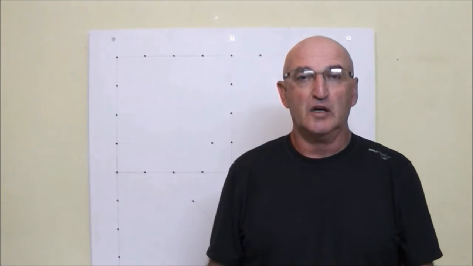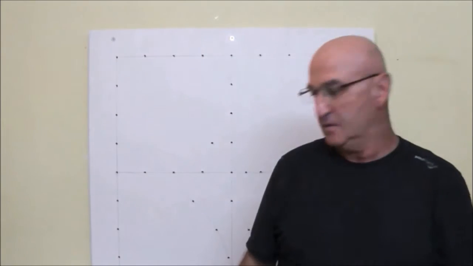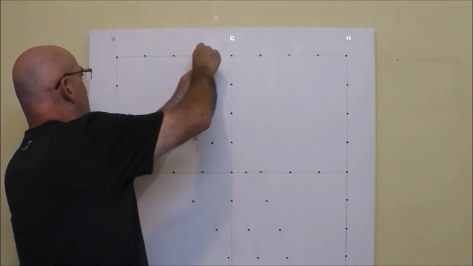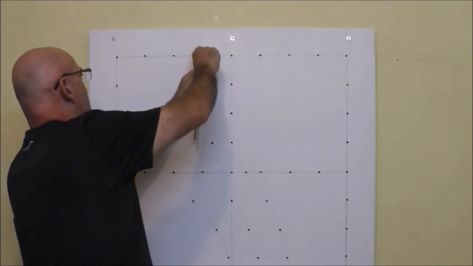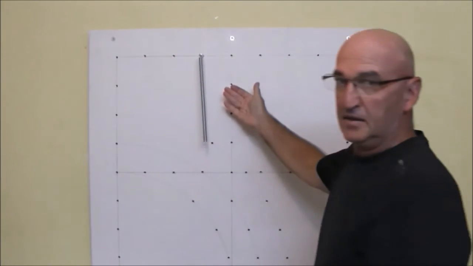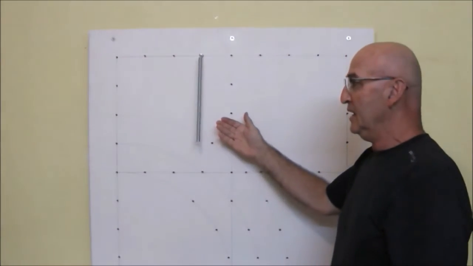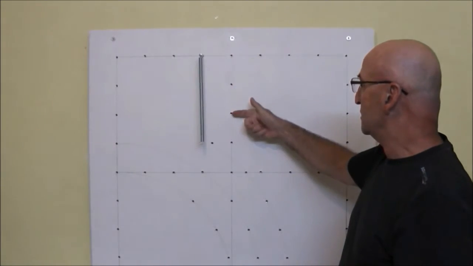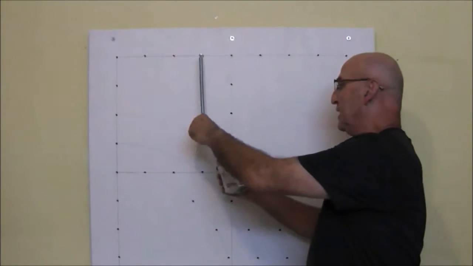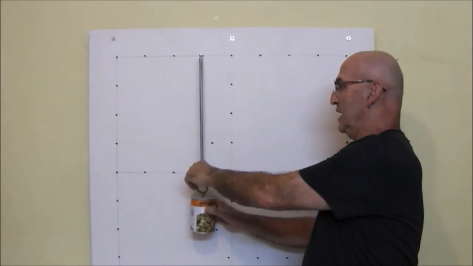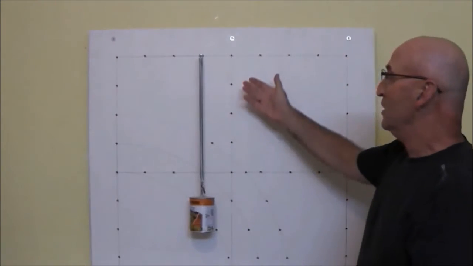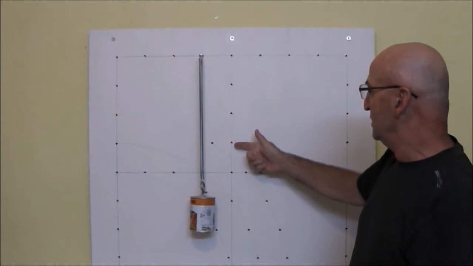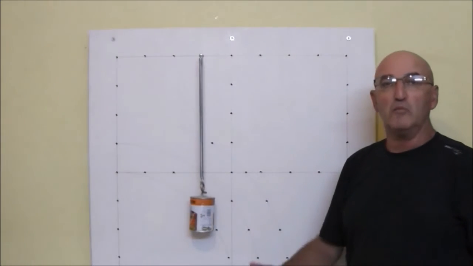For the following experiment, we are going to mount a coil spring on our demonstration board. At rest, we can easily see that the spring's length is approximately 4 holes on the board: 1, 2, 3, 4. Now we are going to stretch the spring with a hanging weight. Now we can see that the spring's length is more than 5 holes: 1, 2, 3, 4, 5. Clearly, one hole more than before.